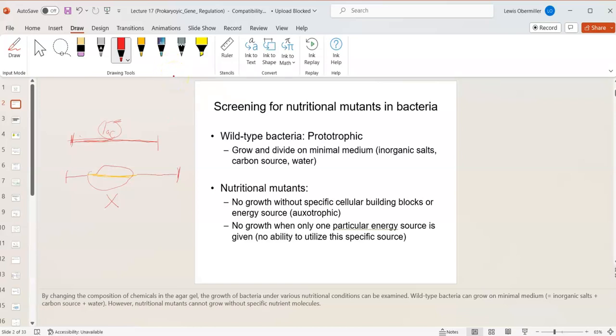So, a couple terms when you're doing this sort of stuff, these knockouts or whatever, or growing them on minimal media. When we talk about wild type bacteria, they're called prototrophic. All right, so that's just the word you're going to need to know. That means they grow and divide on minimal medium, which means it's the stuff in the agarose that the bacteria need. It's the minimum amount they need to survive. So salt, a carbon energy source, water, etc. And that's what we refer to as minimal medium.